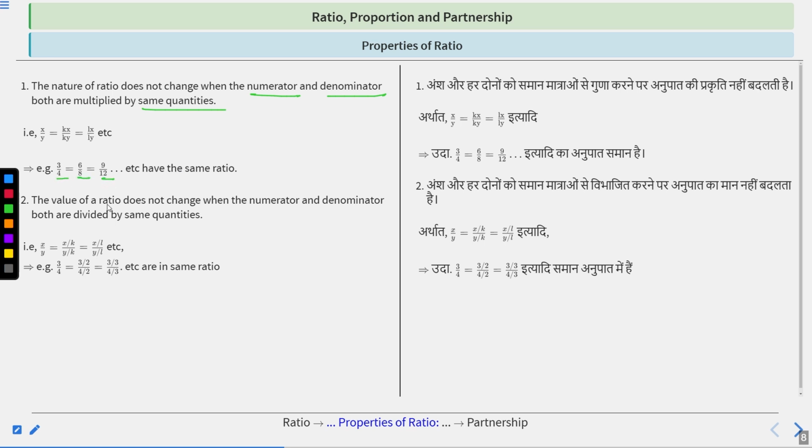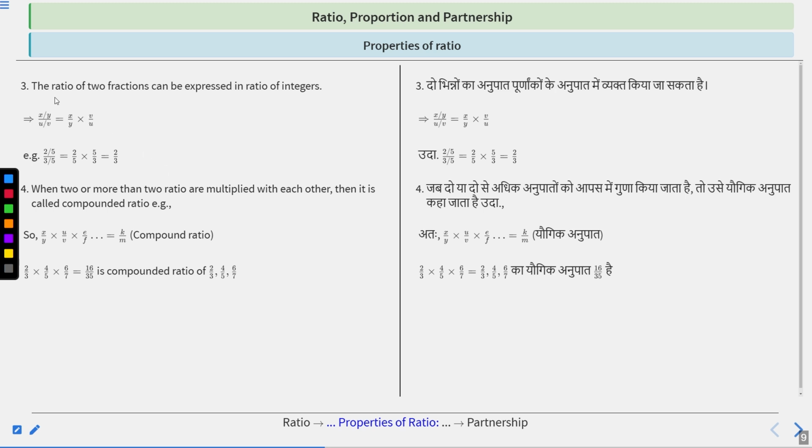Next one, the value of a ratio does not change when the numerator and denominator are both divided by the same quantity. Okay, so if we have a ratio x upon y and we divide x by k and y by k, or x by l and y by l, they have the same ratio. Clear? For example, if we divide the ratio 3 by 4 by 2, we get 3 by 2 upon 4 by 2, which is 3 by 4. So we have the same ratio. Clear? Next one.